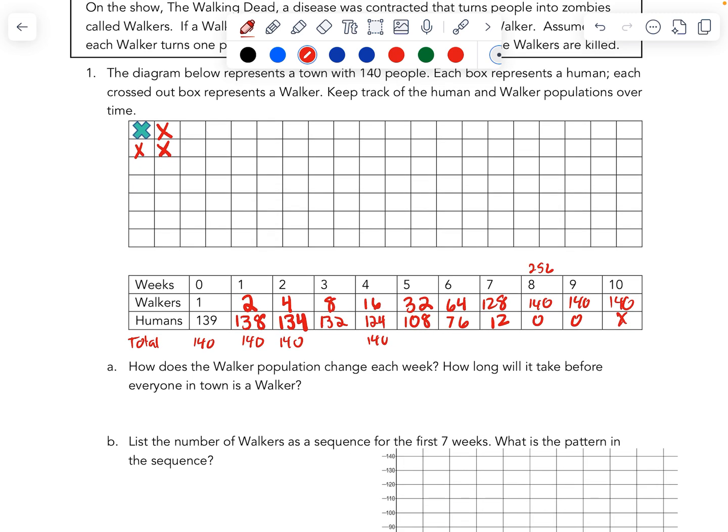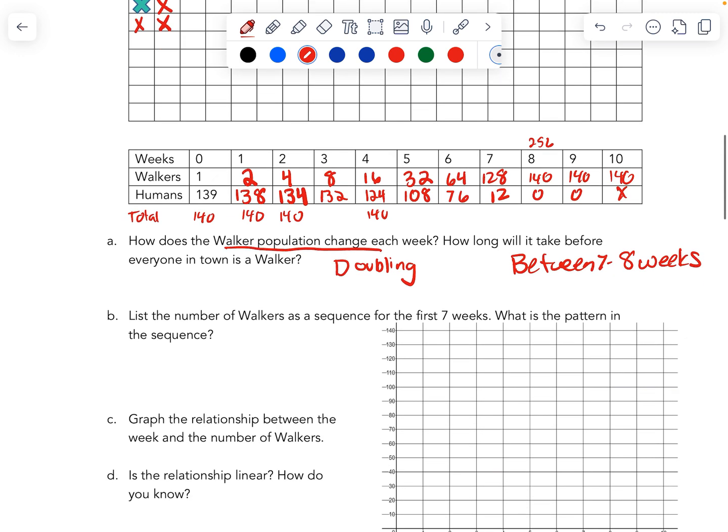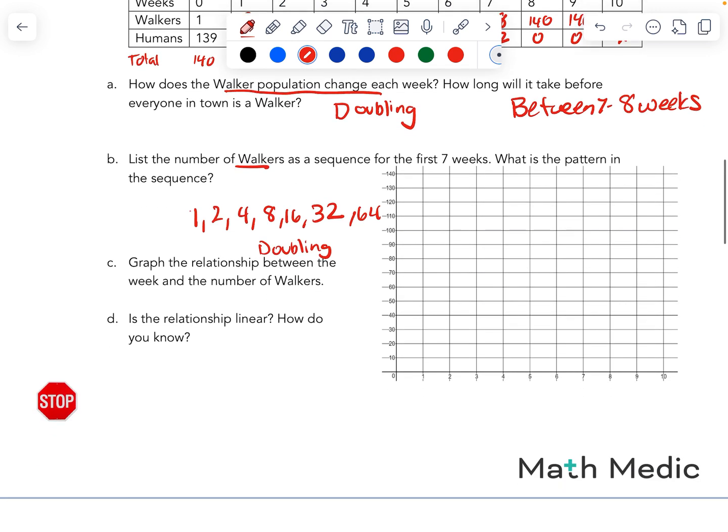So how does the walker population change each week? Well, it's doubling. How long will it take? It looks like between 7 and 8 weeks. List the walkers as a sequence for the first 7 weeks. It starts at 1, 2, 4, 8, 16, 32, 64. So what is our pattern here? Again, it's doubling.